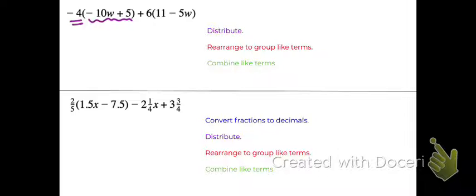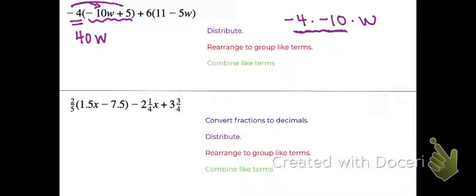So we're going to take the -4, multiply it by -10w. So this is saying -4 times -10 times w. So you're just multiplying these together. -4 times -10 is +40, and then you have your w. Now let's multiply -4 times +5. Negative times a positive is negative, so it's -20.